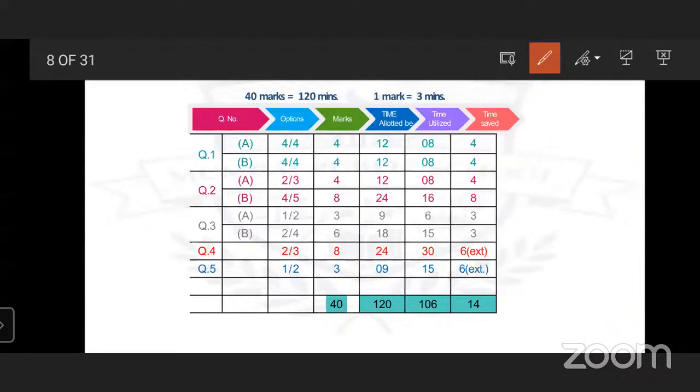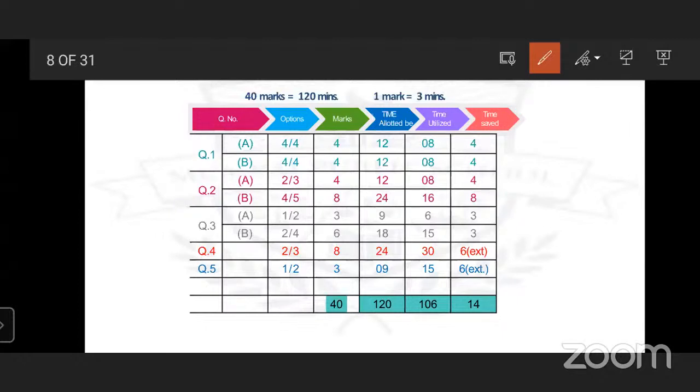Same, question number 2B. Total questions are 5 and options are here. You have to solve any 4 out of 5 and each question carries 2 marks. So 4 into 2 is equal to 8. Time allotted 24 minutes. We utilize here 16 minutes and we save 8 minutes.